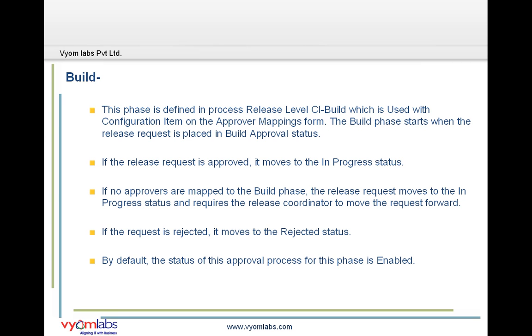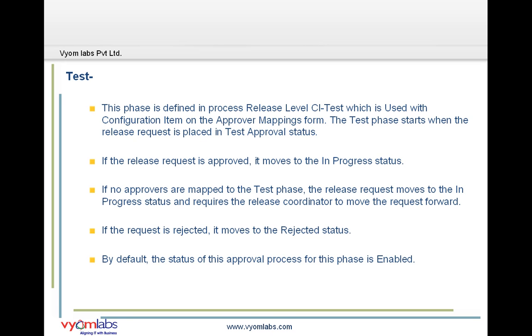Moving to the next approval phase, that is test, which is defined in the process release level CI test, which is used with configuration item on the approval mapping form, and it starts when the release request is placed in test approval status.